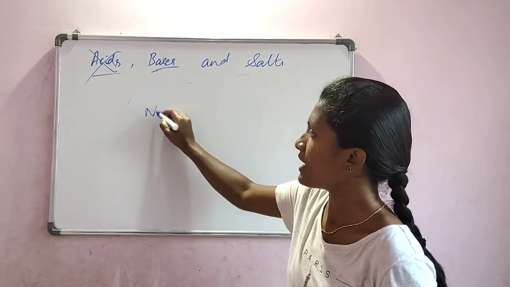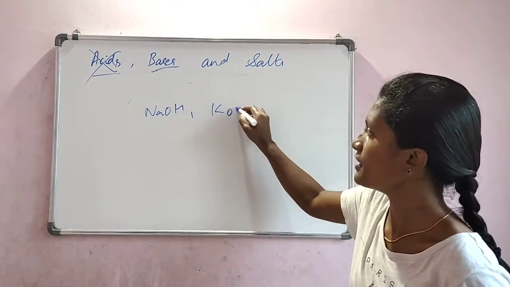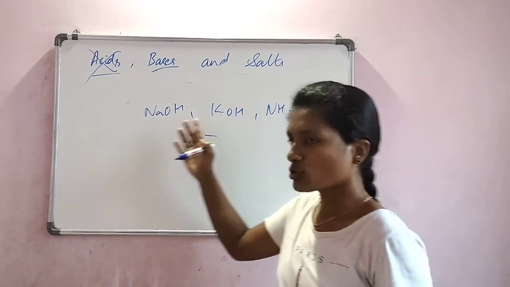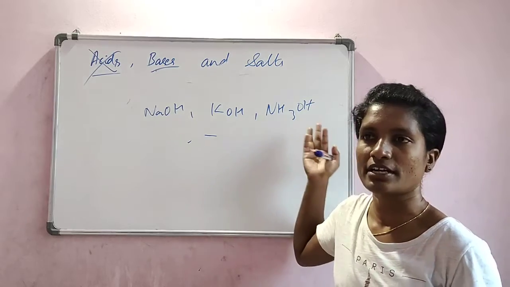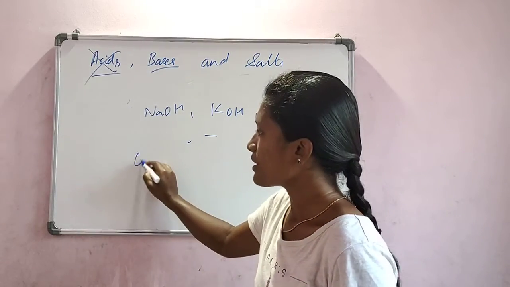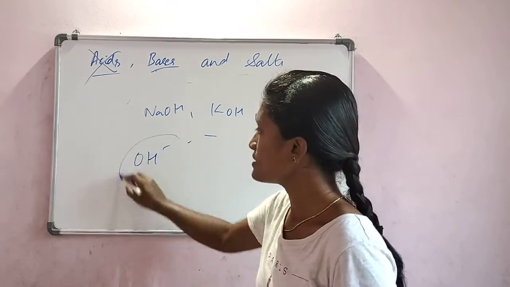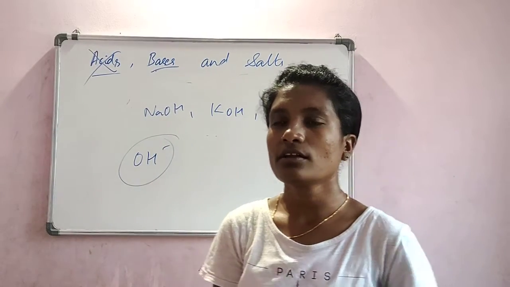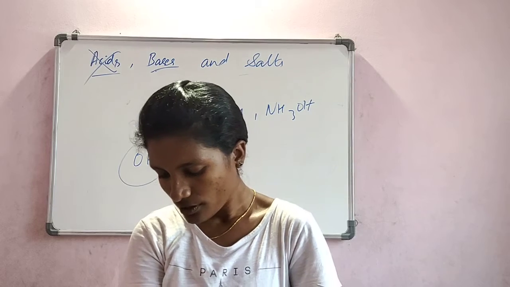Some of the examples are NaOH, KOH, NH3OH, many more. Sodium hydroxide, potassium hydroxide, ammonium hydroxide. So what is common in a base? It is OH minus ions that are common in any base.